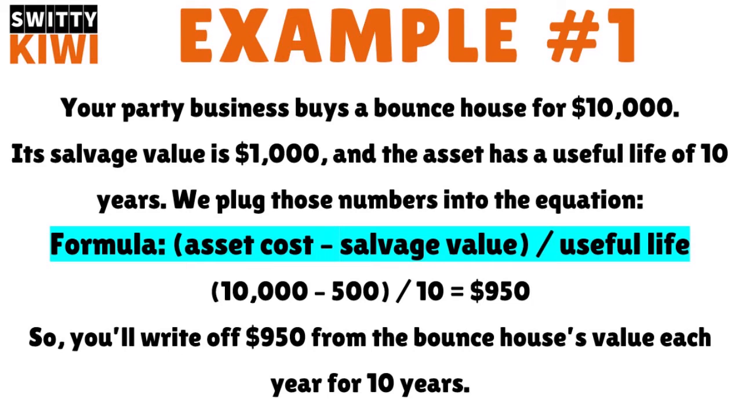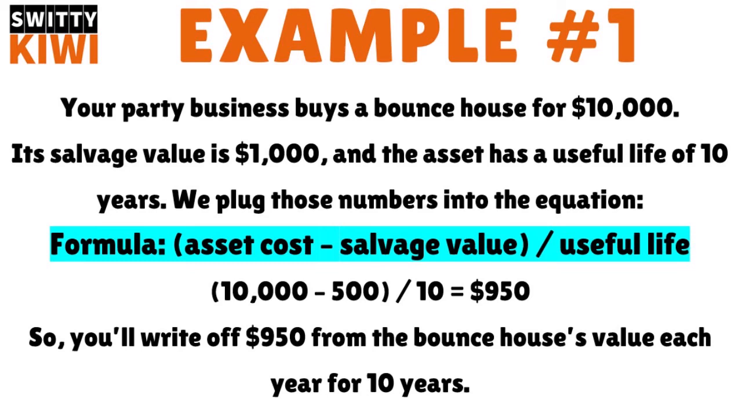Very, very simple, as you can see on the screen here. So let's say your party business buys a bounce house for $10,000, and the salvage value is $1,000, and the asset has a useful life of 10 years. Okay, so we plug those numbers into the equation. Asset cost minus salvage value divided by useful life: 10,000 minus 1,000 divided by 10, you have $900. So you will write off $900 from the bounce house's value each year for 10 years.